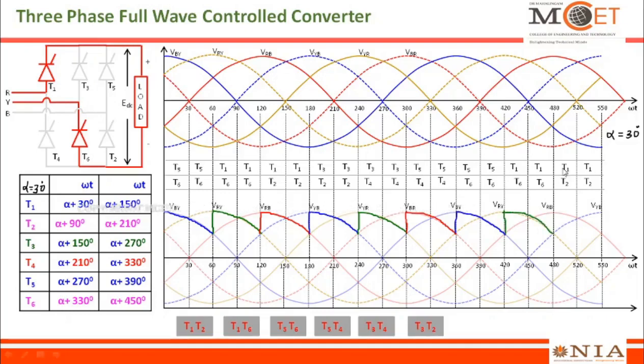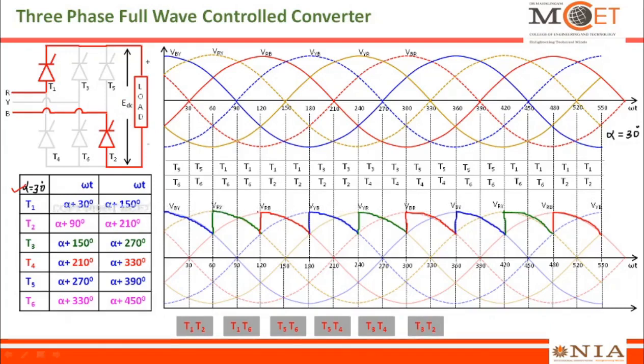Now T1 and T2 are the conducting thyristors for the next 60 degree duration, and VRB is the voltage which appears across the load. This is the VRB voltage which appears across the load. Remember that this waveform corresponds to alpha equal to 30 degrees. Now irrespective of the load, whether it is an R load or RL load, the load voltage waveform will be very similar for alpha equal to 0 degrees and alpha equal to 30 degrees.